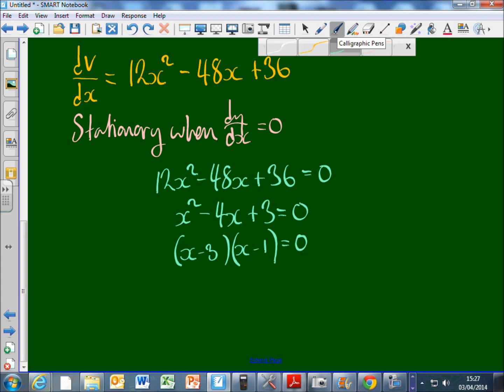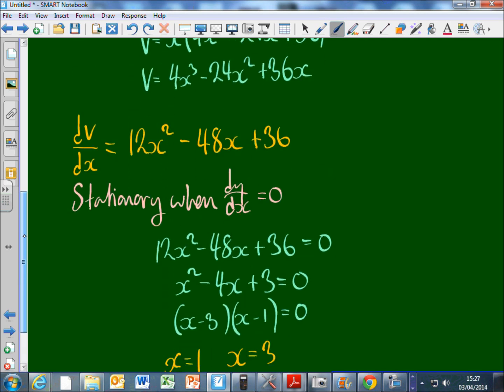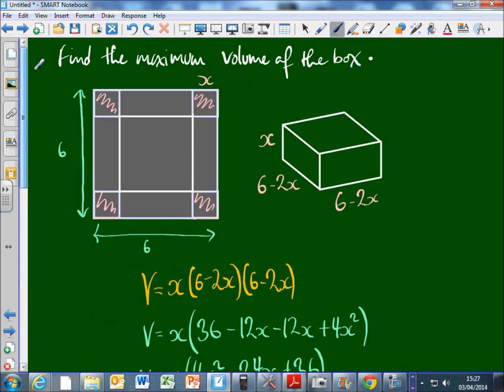What are the values of x that make this maximum or minimum? 1 and 3. 3 and 1. Now, which one of those values is going to make this... we want the volume to be maximum, don't we? So we've got two values of x that are going to make this stationary. So that's either maximum or minimum, okay? 3 or 1. So x can be 3 or 1. 1's going to make it maximum. Yeah?